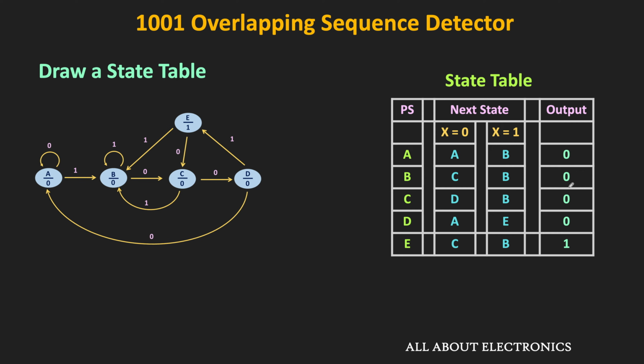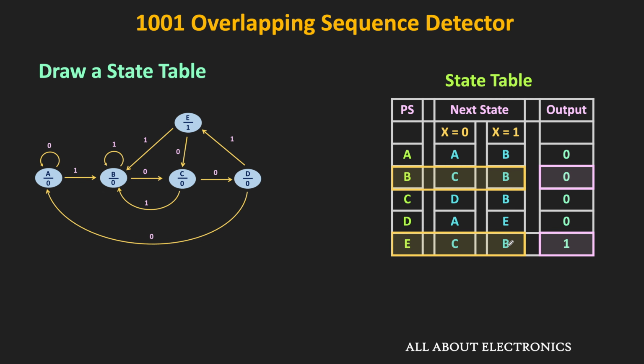Now, once we have got the state table, the next step is to check for the redundant states in the state diagram. For that, in the state table, we need to check whether there are any identical rows or not. In this case, these two rows seem to be identical, because for x equal to 0 and 1, their next states are the same. But if you see their outputs, then they are different. That means these two rows are not identical, and therefore there are no redundant states in the state diagram. That means in this Moore sequence detector, we will have a total of 5 states.